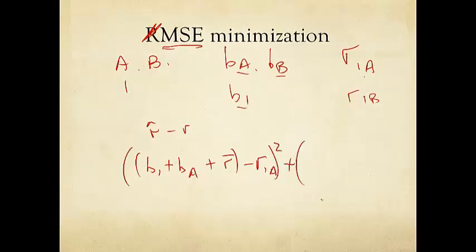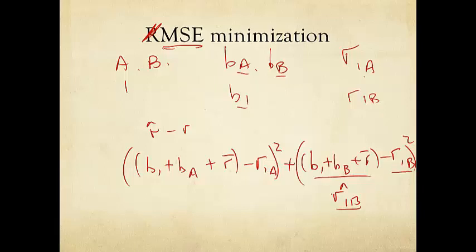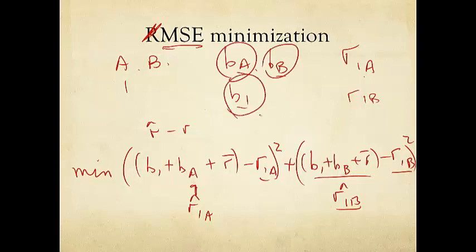This thing squared plus the other error, which is B1 plus BB plus the average R bar minus the actual 1B rating squared. So this is the R1B hat minus R1B. This is the R1A hat minus the actual R1A. Okay, we take the sum of the squares of the differences, and that is the objective function. We want to minimize this objective function subject to no constraints over the 3 optimization variables, namely our 3 model parameters, BA, BB, B1.